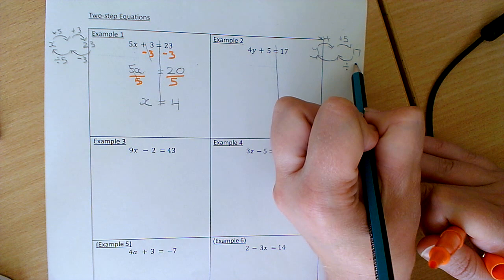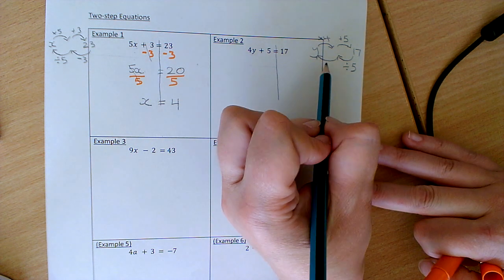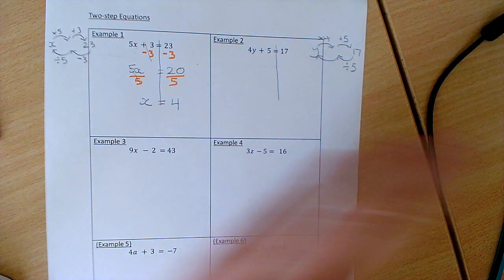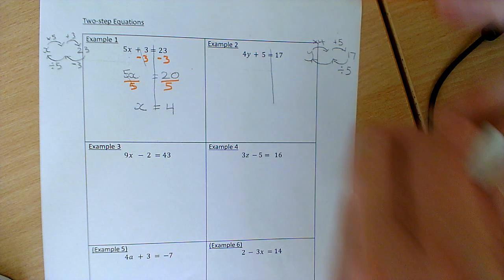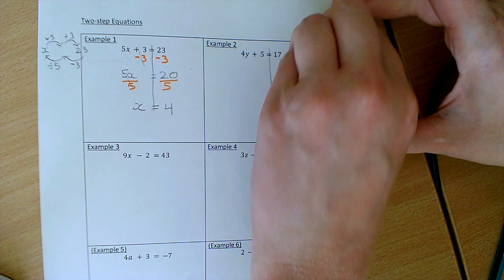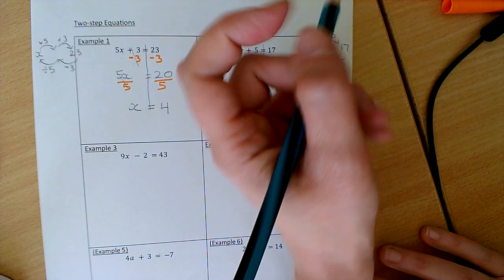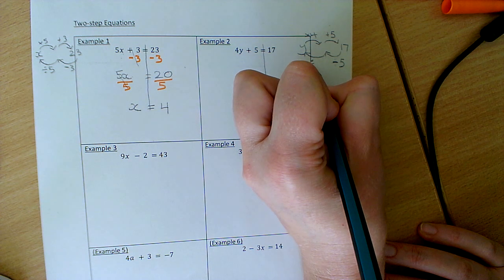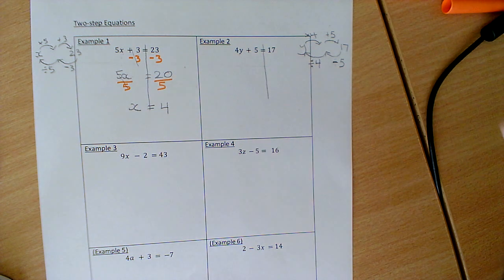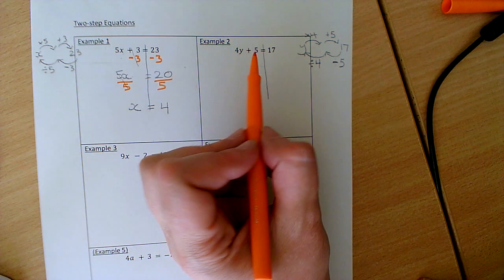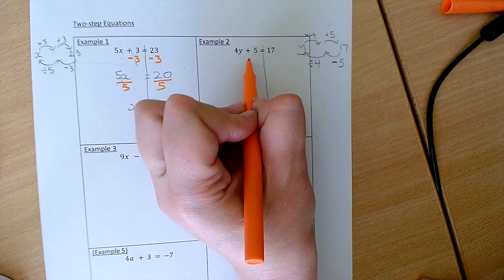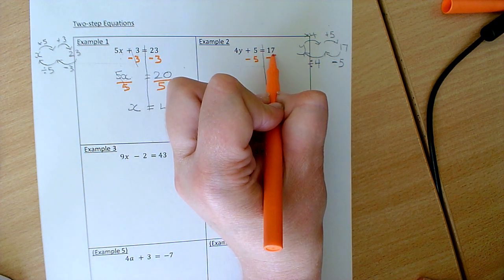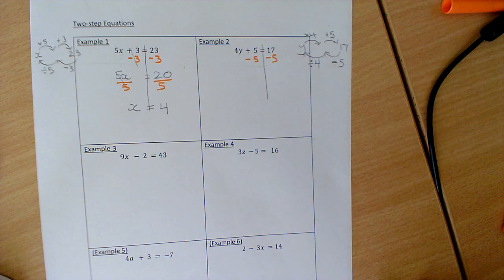So we're going to be dividing by 5 and, not dividing by 5, we're going to be subtracting 5. That is not a times sign. So we're going to be subtracting 5, because that's the opposite of adding. And we're going to be dividing by 4. So the very first step is we are going to get rid of this plus 5. So we're going to subtract 5 from both sides.